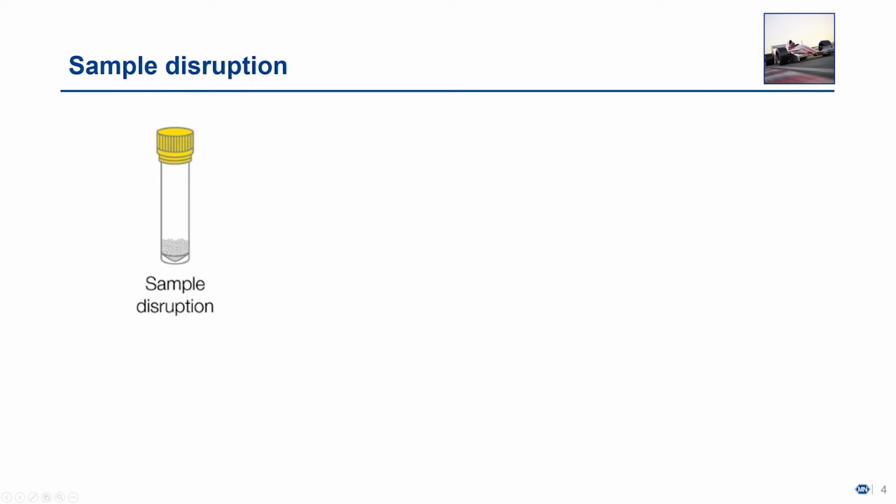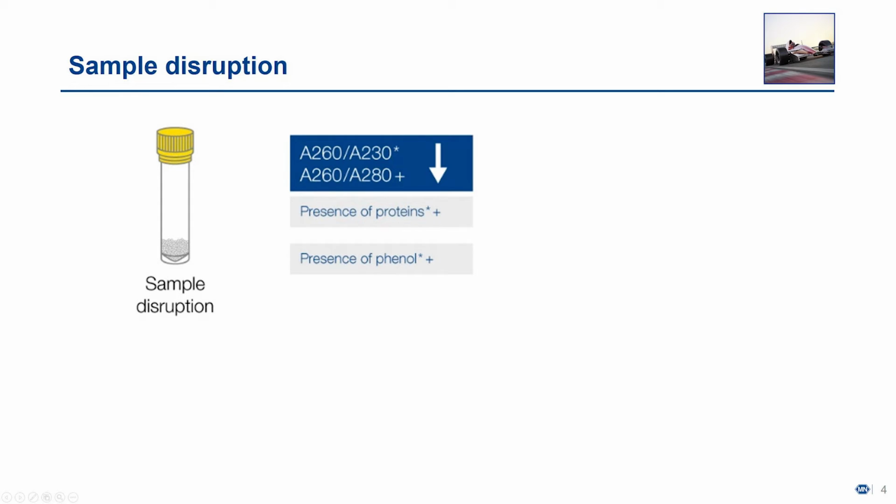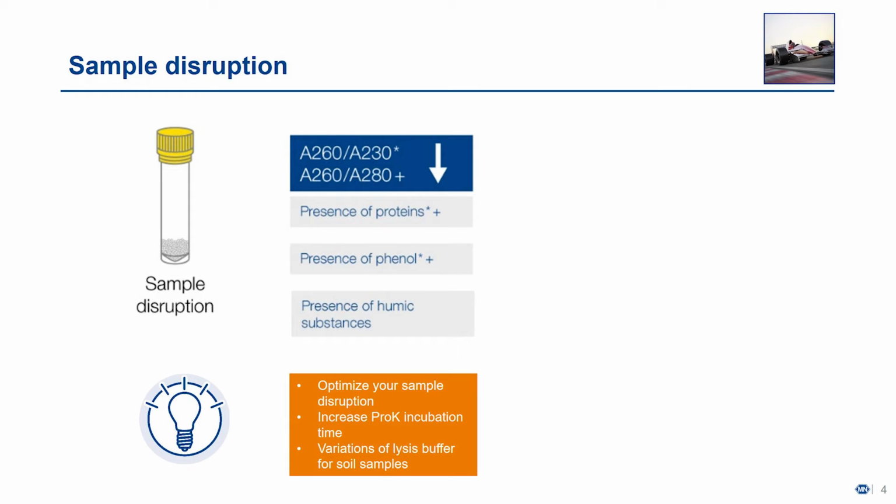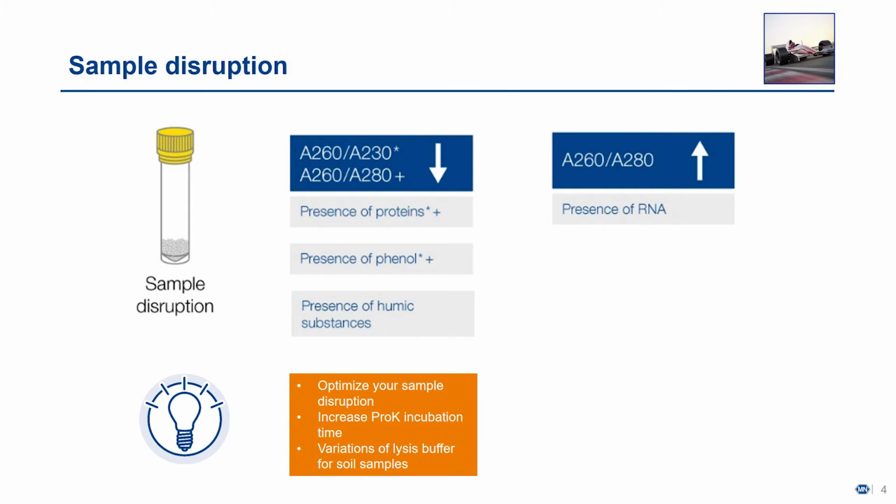The next step, the sample disruption, is quite critical. If not done thoroughly, the A260/A280 as well as the A260/A230 ratio will be low. This can be due to a variety of reasons, such as presence of proteins, leftover phenol such as from TRIzol, or even humic acids from soil samples. One thing to do here would be to modify your sample disruption, such as increasing or decreasing the disruption time, or even changing your bead type. You can also increase the incubation time with proteinase K. For soil samples, check and see if there are variations of the lysis buffer available. However, if you still have excess RNA present in this step, you may end up with a high A260/280 ratio. As I mentioned previously, make sure to check your sample quality and sample storage condition.